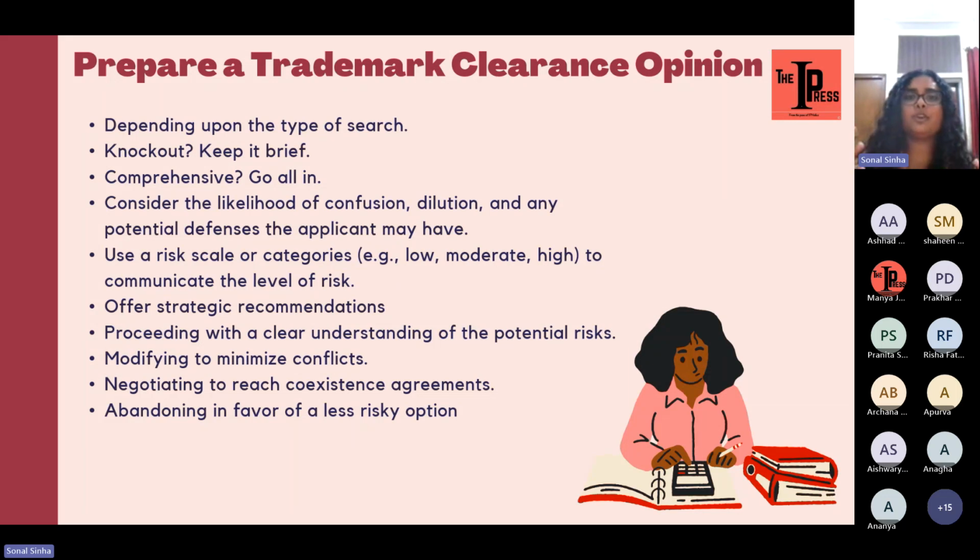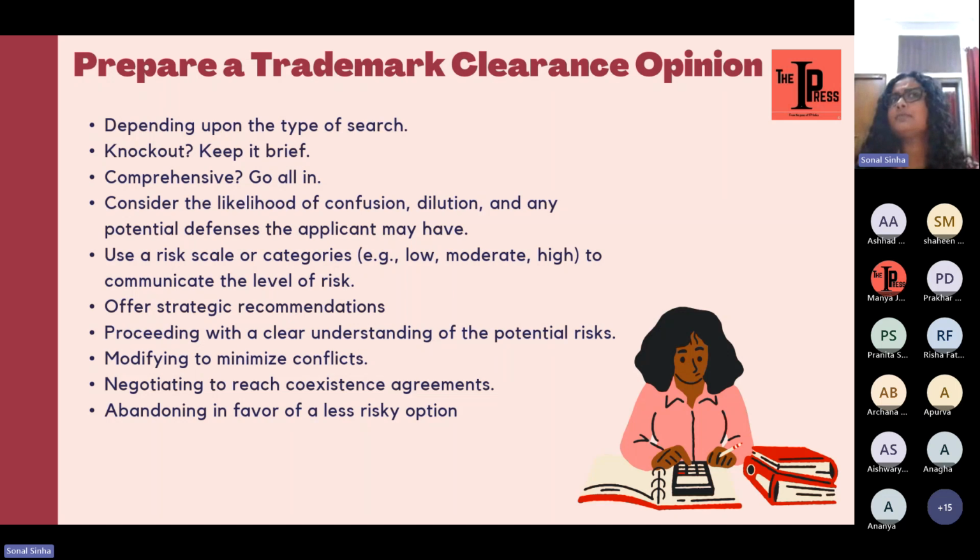And then, of course, when you have conducted a clearance search opinion, you proceed with a complete and clear understanding of potential risks, and you know what defenses to take when things go south, or if there's an examination report, or if there's an opposition filed against your mark, or if you receive a legal notice for infringement or passing off. And again, another way is to reach a coexistence agreement.